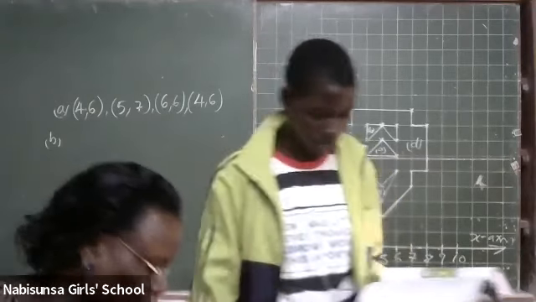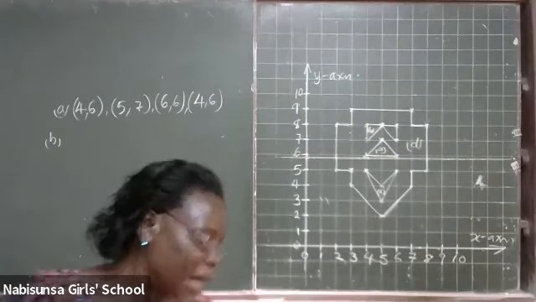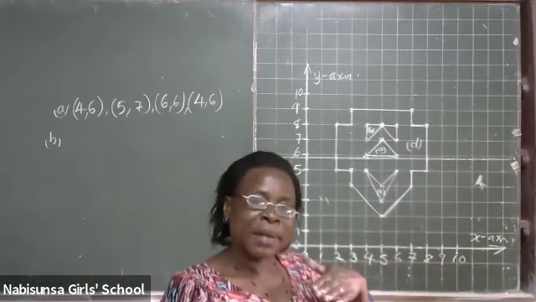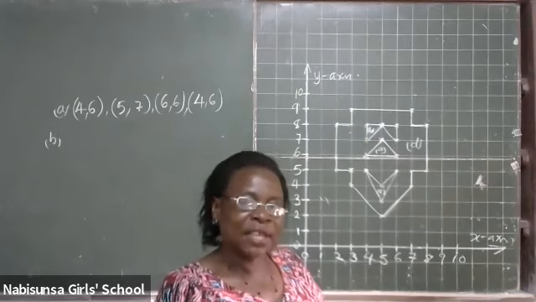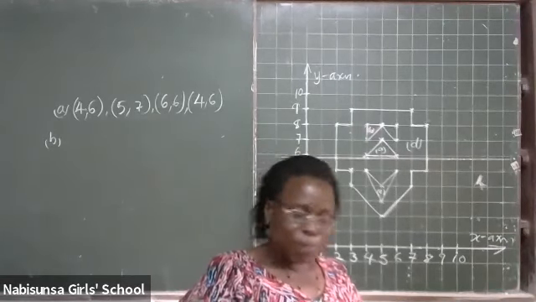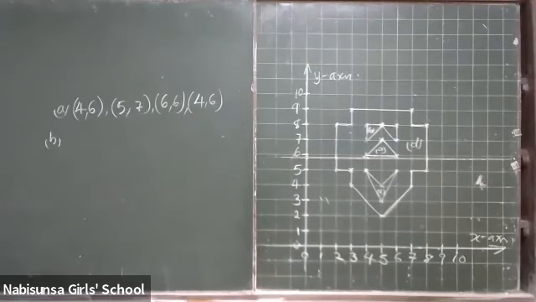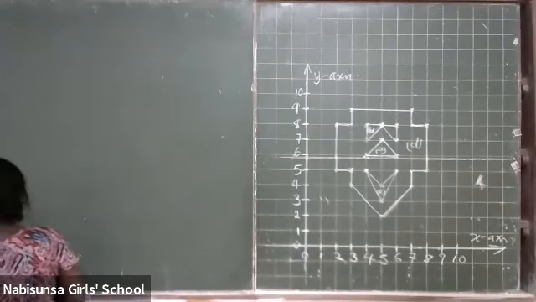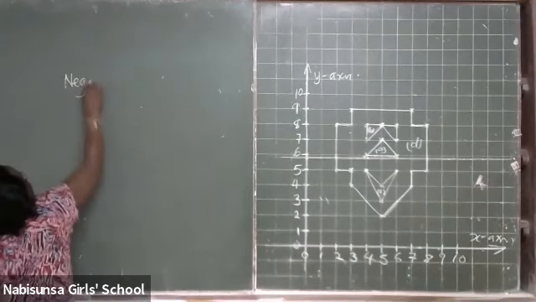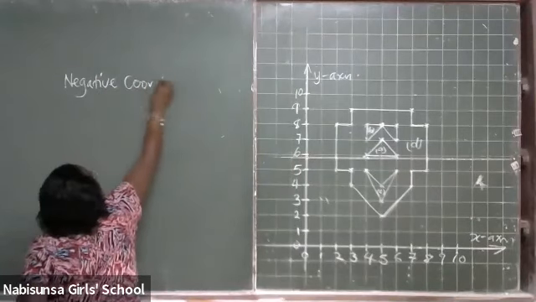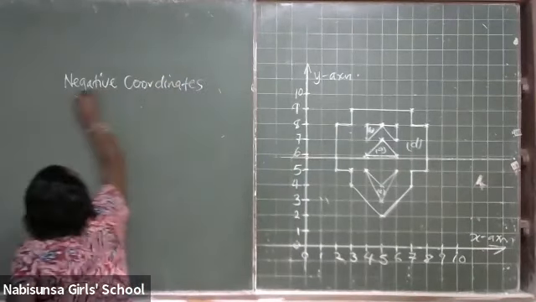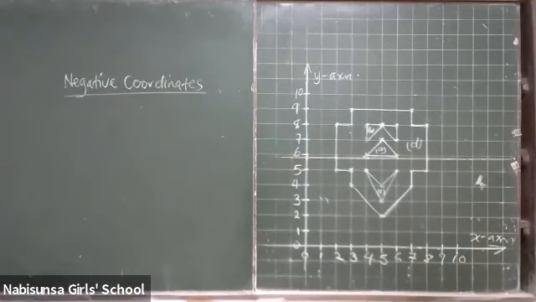Thank you. So now what we are going to do is to look at, remember the first lesson we had, the horizontal number line and the vertical number line, but we just decided to begin with the positive sides of the horizontal number line and the vertical number line. Now we can bring in the concept of negative numbers. And what are we going to call it? We are going to call it negative coordinates.